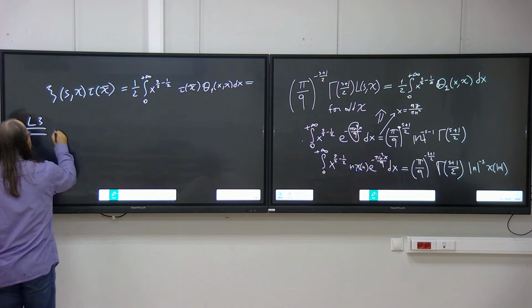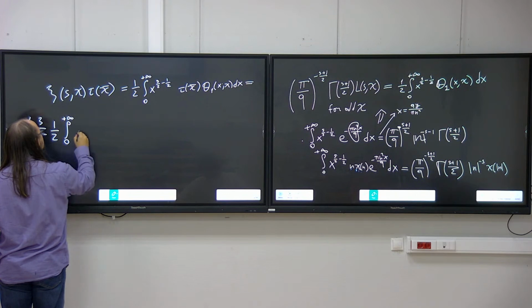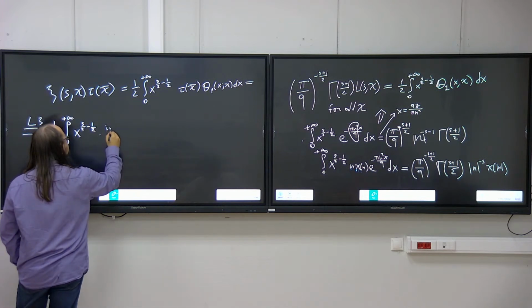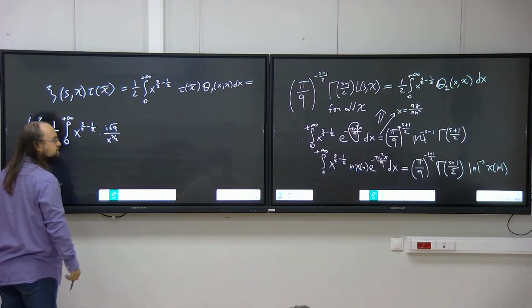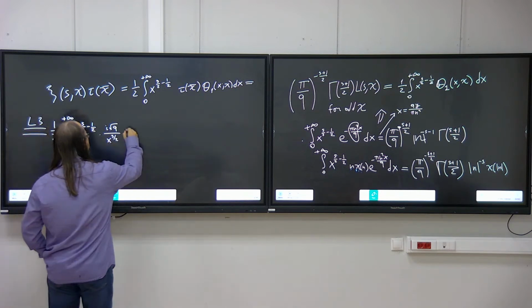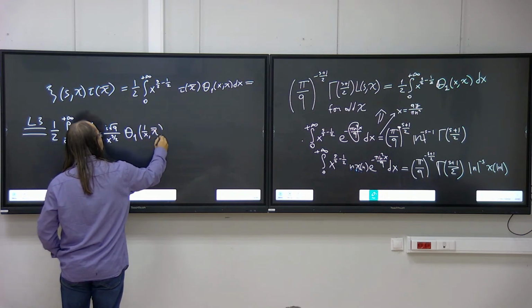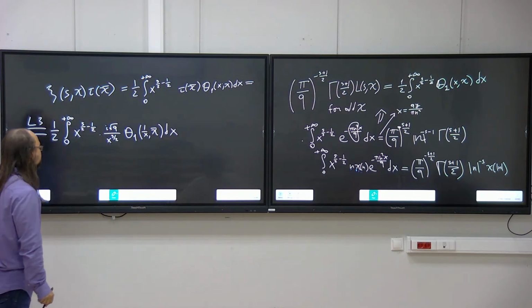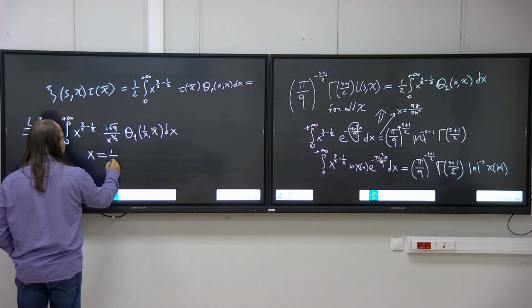So this is equal to 1/2 integral from 0 to plus infinity x to the power half of s minus half. Now you get i square root of q divided by x to the power 3/2. Then you get theta 1 of 1 over x chi bar dx. And then you need to make a change of variables. Let x be equal to 1 over z.